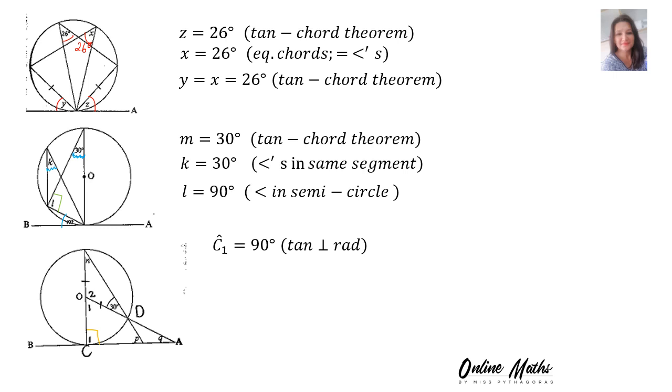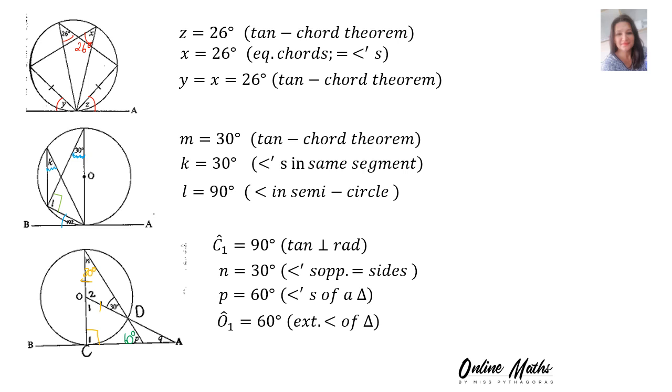In the next sum, we find that angle C1 is 90 degrees, and your reason is it's the tan perpendicular radius. Then angle N will be 30 degrees and is angles opposite equal sides. Can you see it was given that these two sides are equal since they are radii? So angle N will be 30. Then angle P is 60 degrees, and your reason is, can you see that it's angles of a triangle? And then angle O1 is 60 degrees, and your reason is the exterior angle of a triangle is equal to the sum of the opposite interior angles, which leaves me with Q. Q is then 30 degrees, and your reason is angles of a triangle.